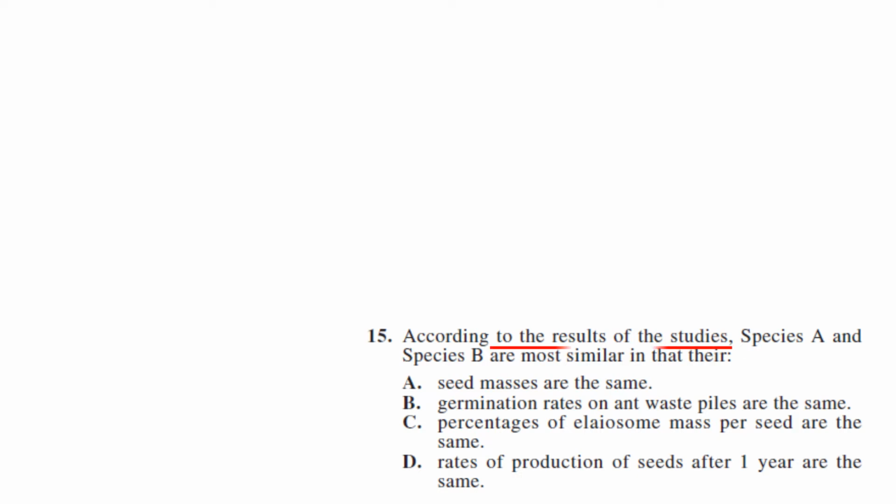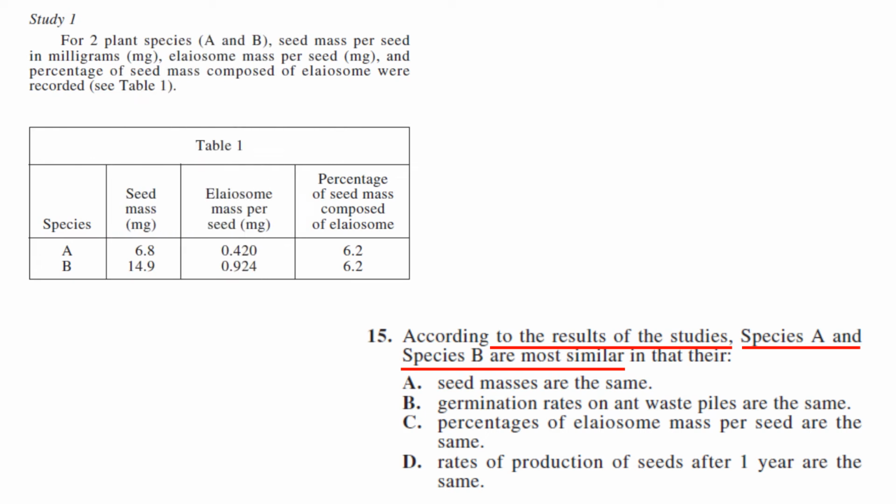Number 15, according to the results of the studies, so we're not pointed to one particular study, species A and B are most similar in there, but if we look at study 1, we see that's where they're most compared, and we see this number that's the same, 6.2, and that is the percentage of seed mass, and that is choice C. Percentage of mass per seed is the same, so C.